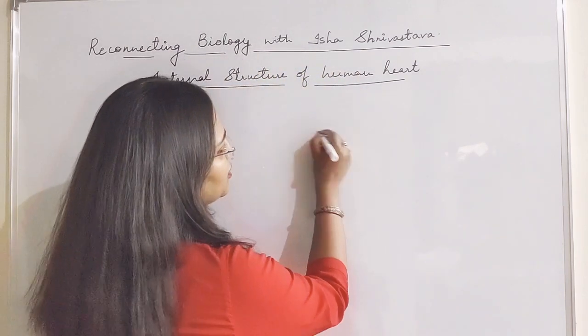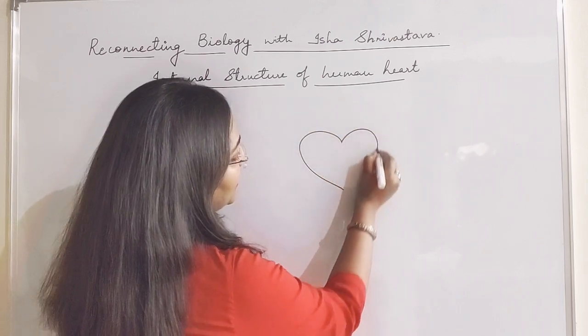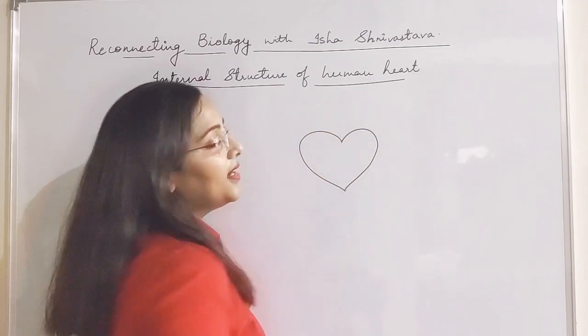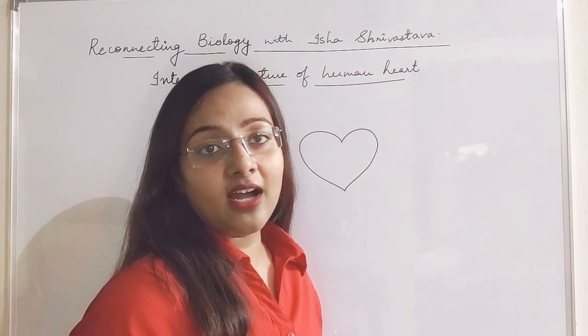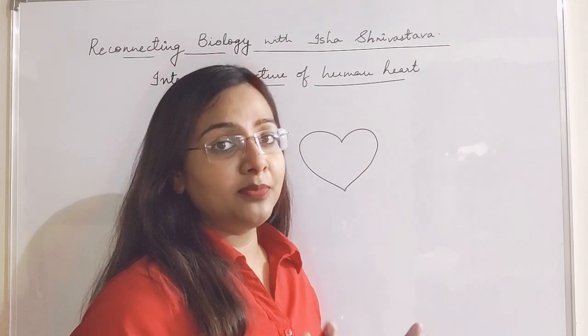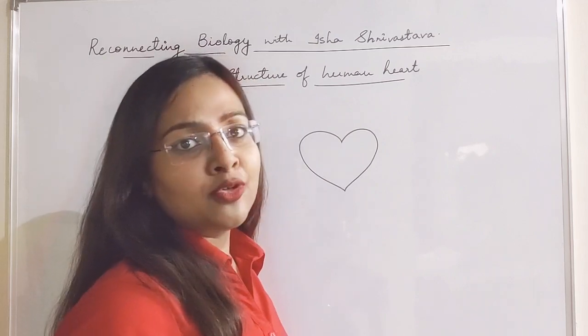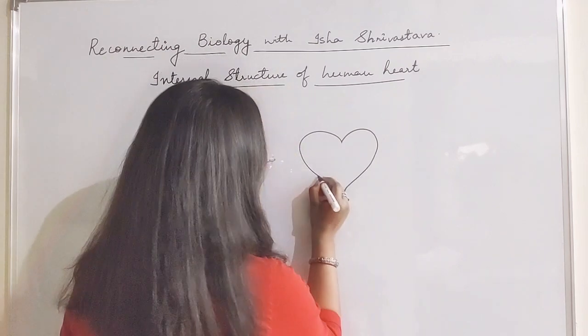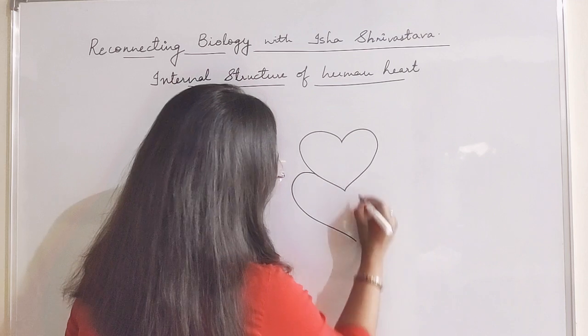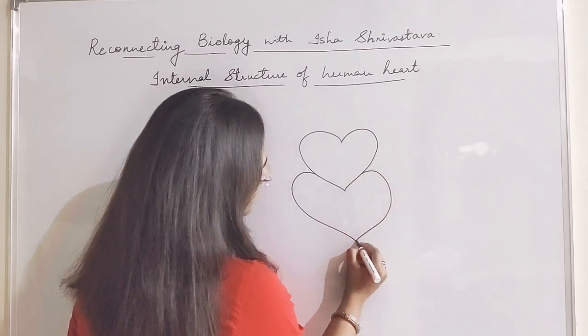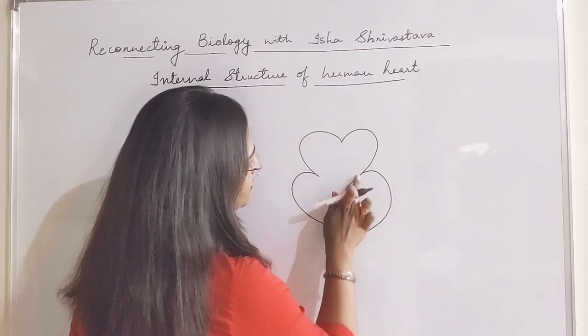For any other student, a heart may look something like this. But for a biology student, the heart should look exactly how it is placed in the human body. So let's extend this diagram and make it look like the real one. Okay, this is it.